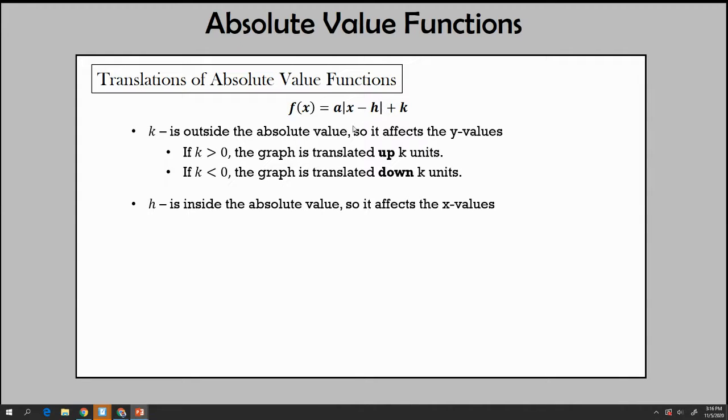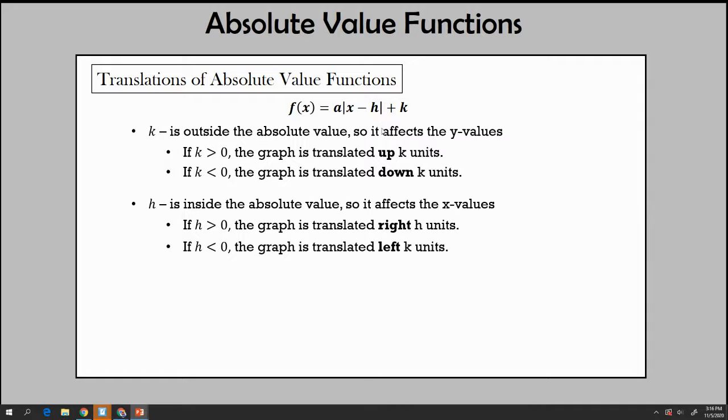The H, which is inside here, is going to affect our X value. So it's going to move us left and right. K moved us up and down, and H is going to move us left and right. What we got to look at here is whatever the sign is, we do the opposite. So if it's -H, we're going to go to the right H units. If it's +H, we're going to go to the left H units. That's easiest to see when I show it to you live here. So the H is going to move us left and right. K is going to move us up and down. That's our vertex I'm talking about.